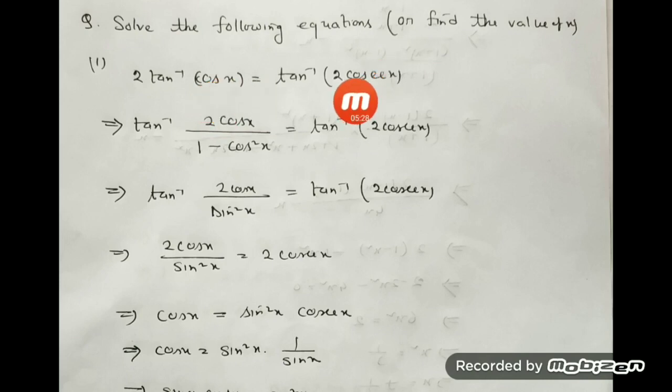Put it here. What will you have? This is 2 cosec x at 0. Cosec 0 is equal to what? Infinity. Right? So that's why I'm just putting here. Putting the values we have verified and then we see that x equal to pi by 4.